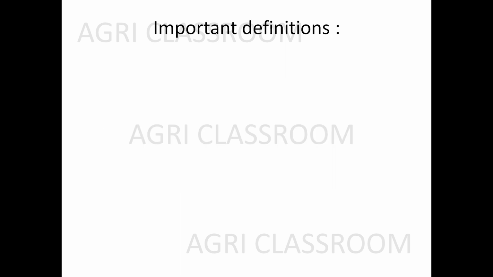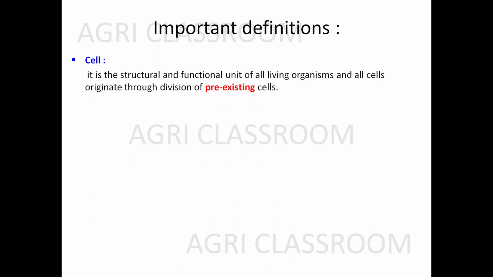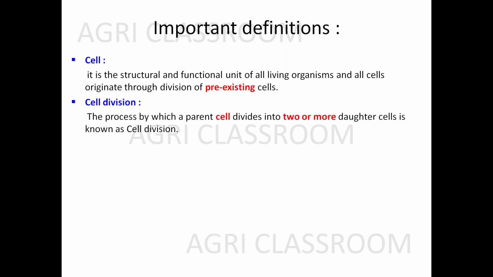Today we are looking into the topic cell division mitosis. Let's look into some important definitions. Cell. It is the structural and functional unit of all living organisms, and all cells originate through division of pre-existing cells. Cell division. The process by which a parent cell divides into two or more daughter cells is known as cell division.